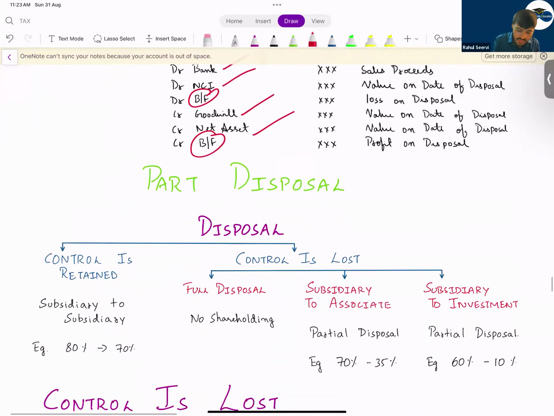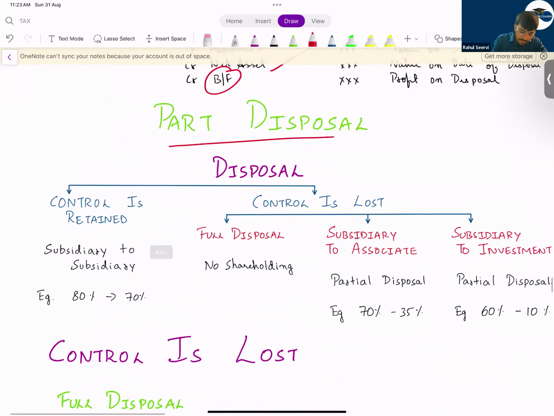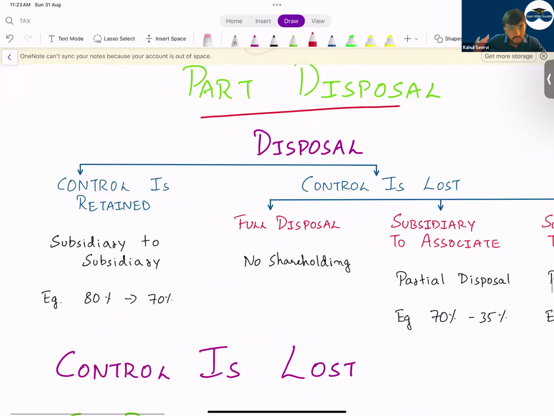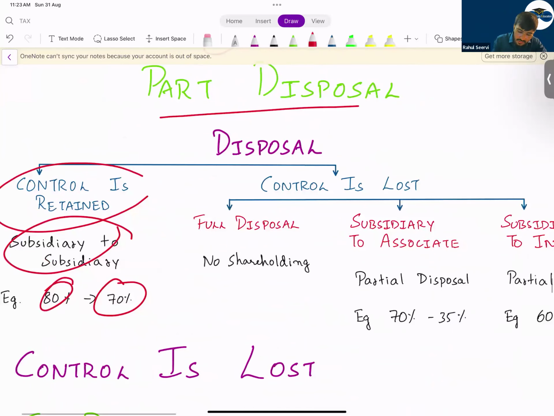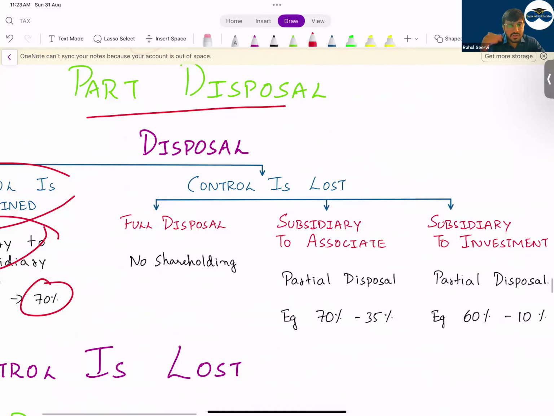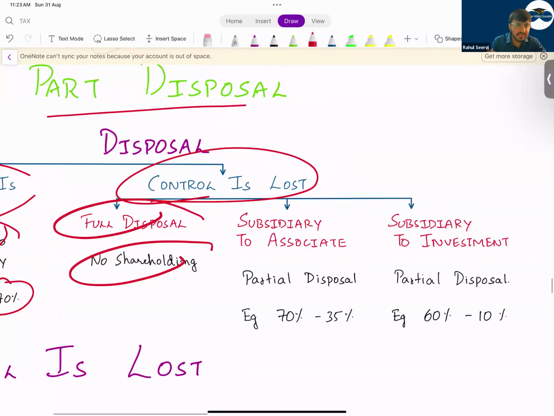Now coming to part disposal. What will happen in part disposal? In case of part disposal, some part will be disposed of. See now, the first one is control is retained. Even though we are disposing of, we still have control. Example, subsidiary to subsidiary, 80% to 70%. The next one, sir, control is lost. Control is lost, that means no control. Can I say full disposal? We have already covered it above. No shareholding. Subsidiary to associate, the control is lost.